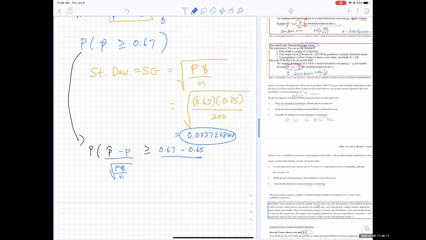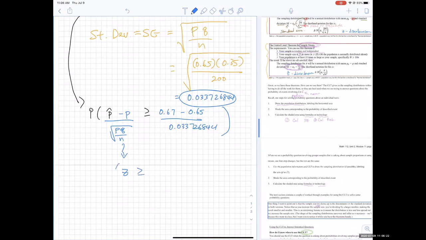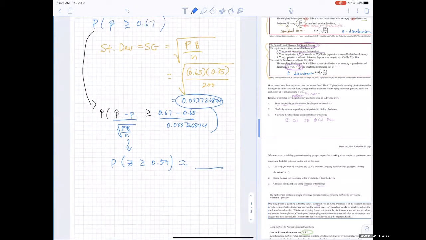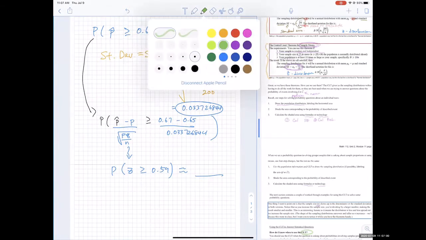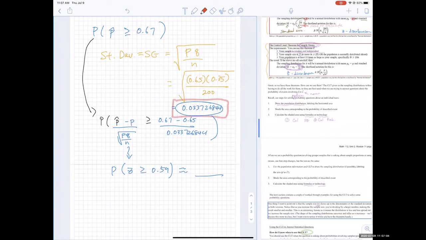So we're going to put that in the denominator, 0.033726844. This basically gives what we call the z-value, and we want to figure out the probability of that. Dividing by the answer, we get 0.59. Okay, so far so good. Then we can calculate the probability. This is the background of what you're doing, but you're going to do it using technology. The only thing I want you to look at is this one right here; that's the only thing you need to calculate.